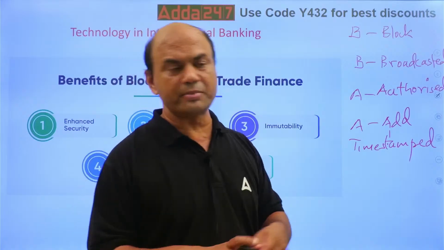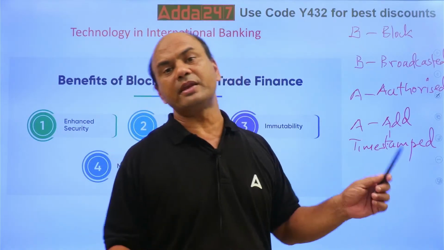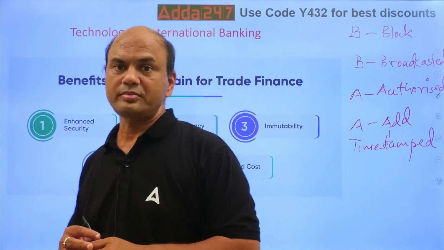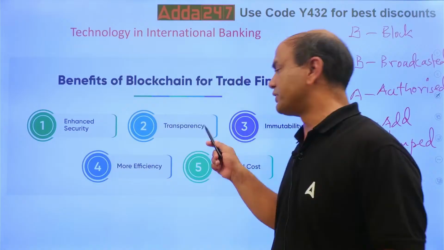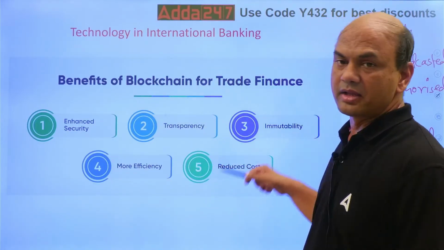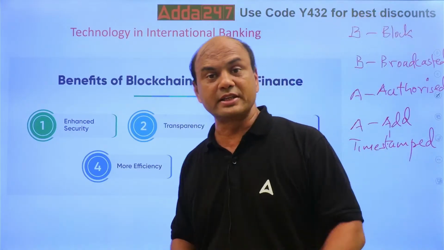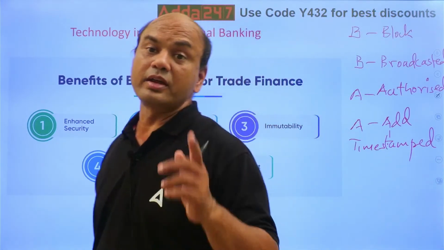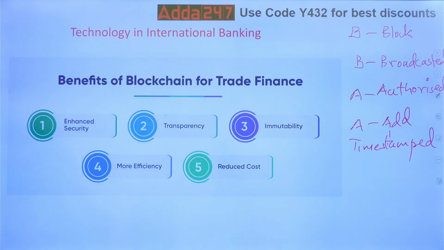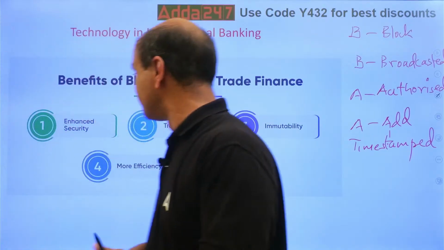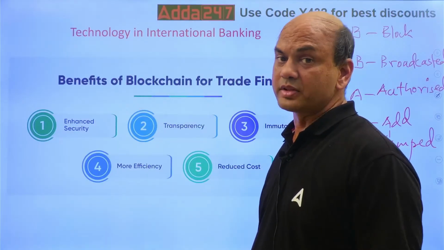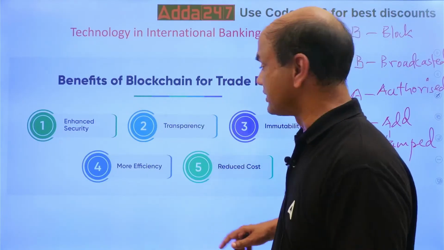Once it is added, it means it is time stamped. Time stamp means it cannot be changed at all, ever in life. So that is the transparency. That's why I said it is crystal clear. Immutability means cannot be changed. Once anything is time stamped, it can never ever be changed. Kindly note this. That's why everyone is going for blockchain technology. More efficiency, reduced cost. So these are the main advantages of blockchain.